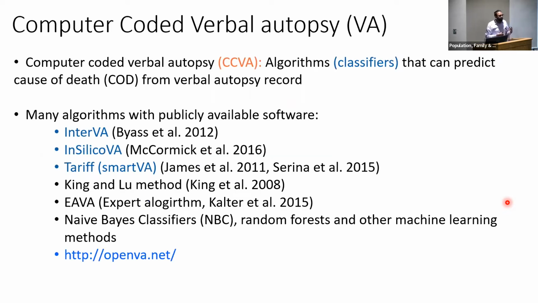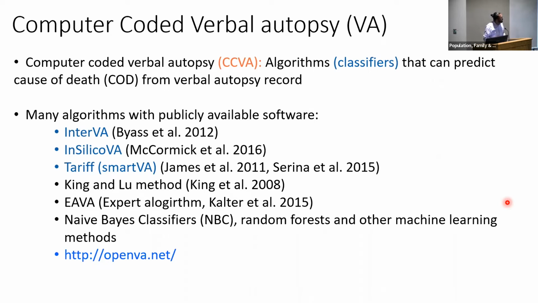So the verbal autopsies are not causes of death. They are just a bunch of responses to the questions asked. To get a cause of death from a verbal autopsy, they're passed through algorithms referred to as computer-coded verbal autopsy, or CCVA. These are basically algorithms, or from a statistical perspective, you can think of these as classifiers that input this very high dimensional, very large survey and output a cause of death. So basically, high dimensional classifiers.